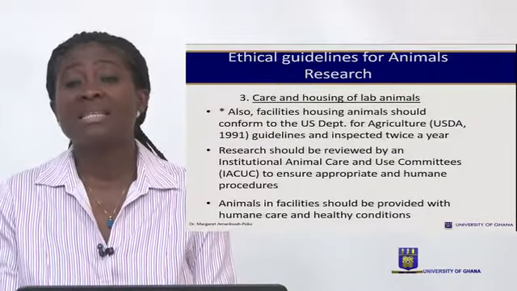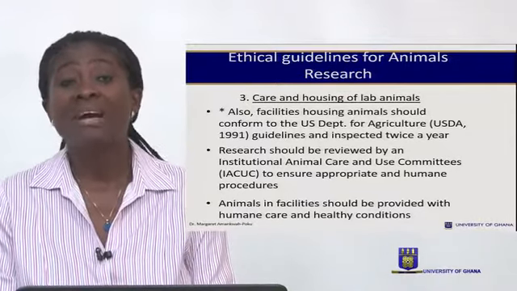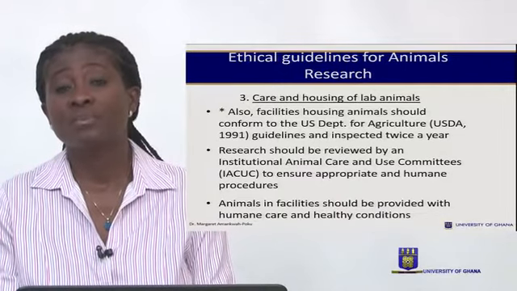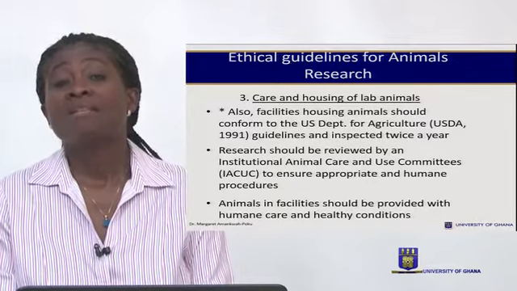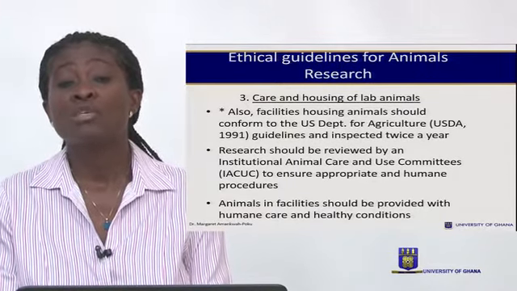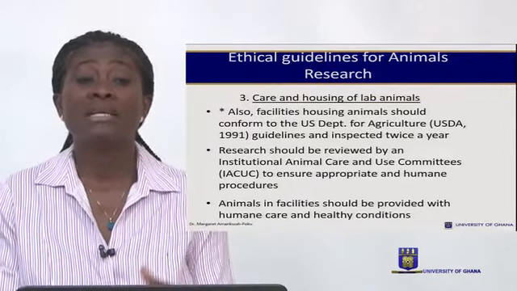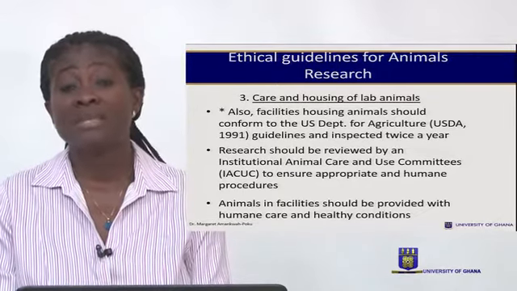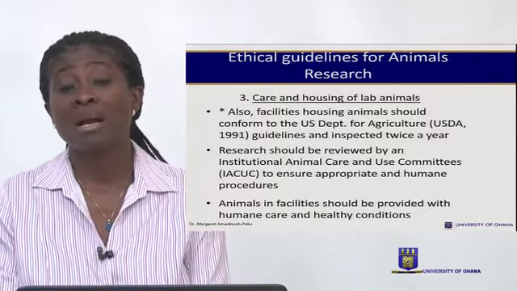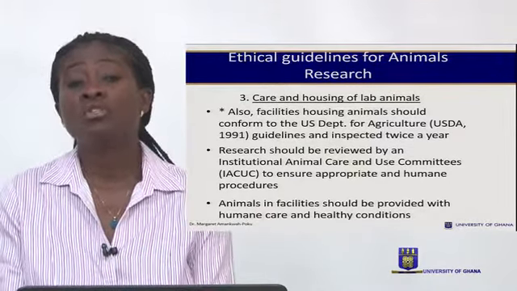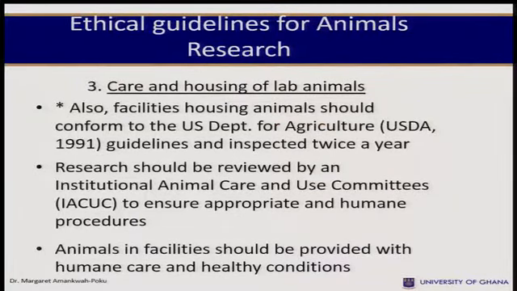So in terms of facilities that house animals, they should conform to whatever guidelines that whichever country you are in subscribes to. And here it says that the facilities that house the animals should conform to the U.S. Department of Agricultural guidelines. And these facilities should be inspected twice in a year. As I said, this is specific to the United States, so I'm sure it will vary from country to country. Again, the research should be reviewed by an institutional board to give the approval for the research to be conducted.